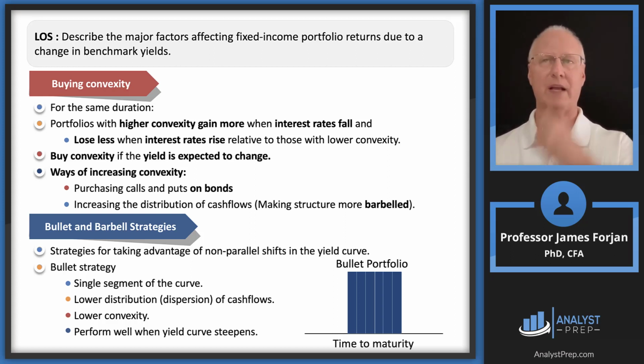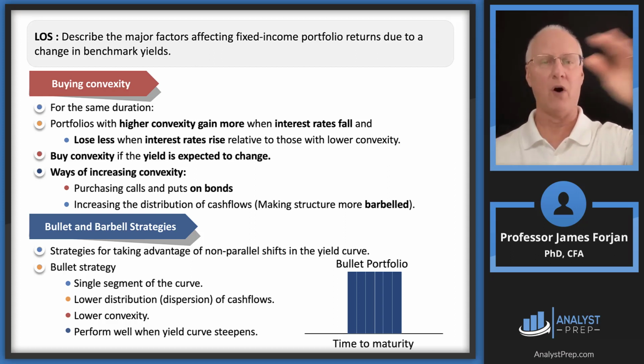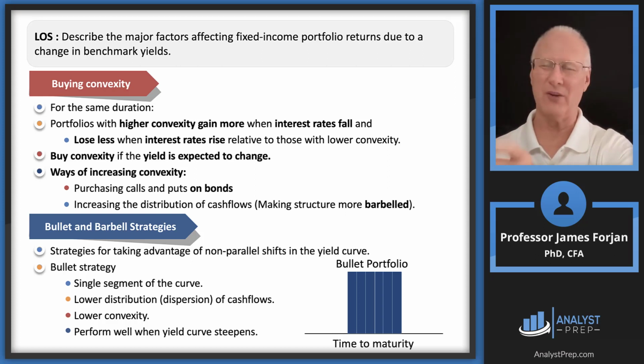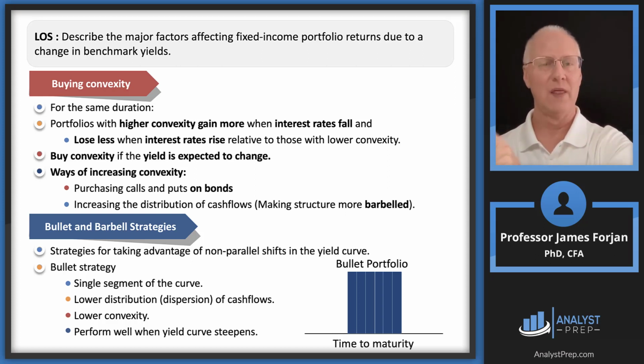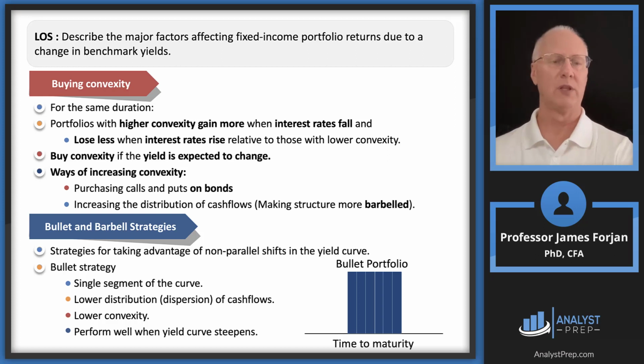Think of it this way. That convexity gives you an extra return when yields fall, and it minimizes, boy, do I really want to say that word? It kind of lessens, it minimizes the loss, the capital loss, when interest rates rise, as compared, of course, to bonds with lower convexity. So remember, convexity is good, and hopefully you remember all this from level 2.